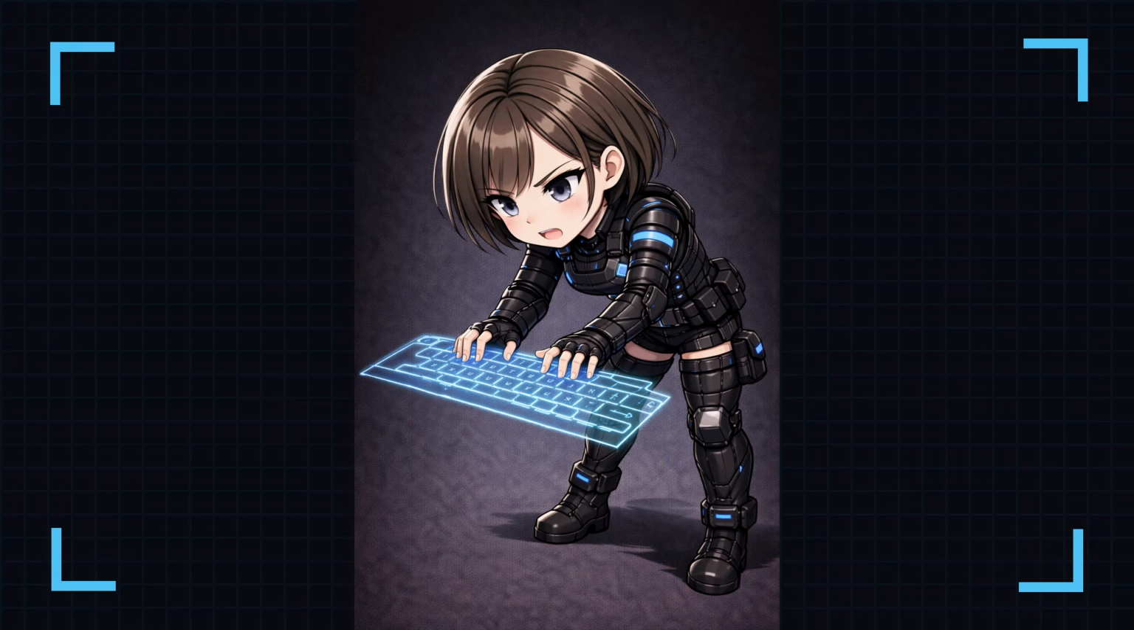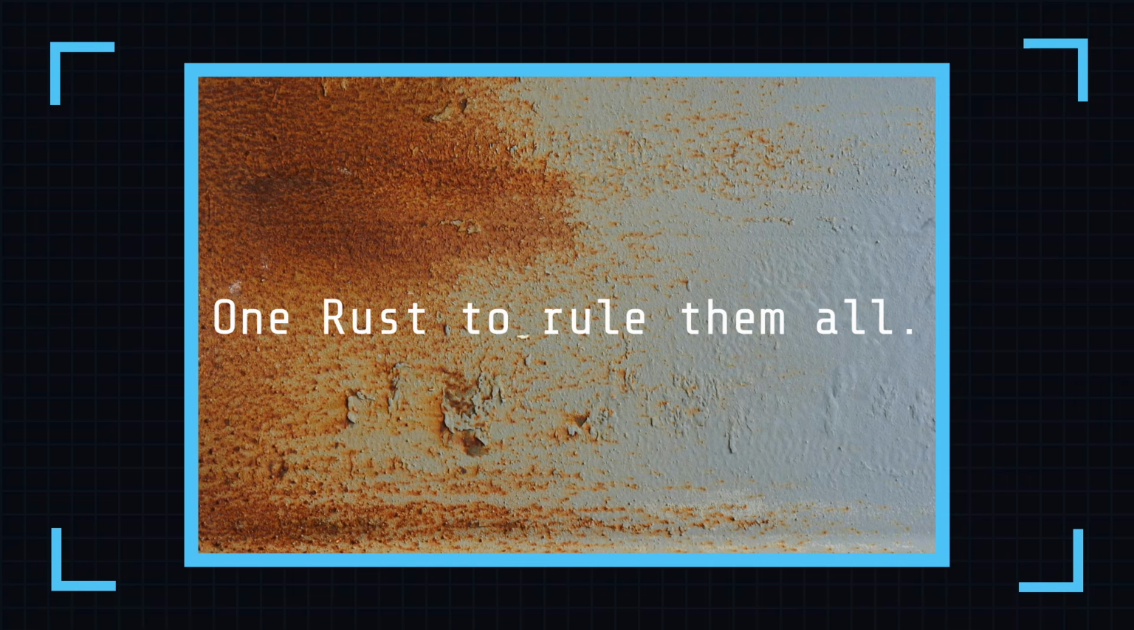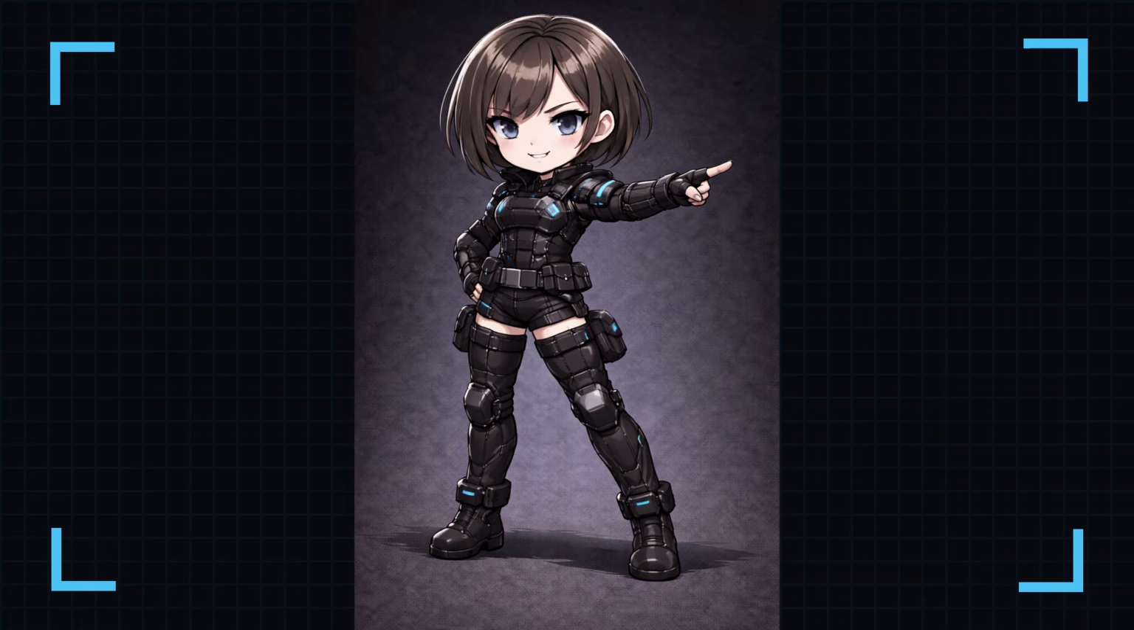So I decided to make a plugin myself. I wanted to have something pull the lesson out of my real usage after I close a file rather than annoying me while I'm working. I wanted to get a little report card that says, here's what you did inefficiently this session, and here's what to do instead. And of course, I wanted as much of it to be in Rust as possible for learning purposes. So there's two pieces to this.